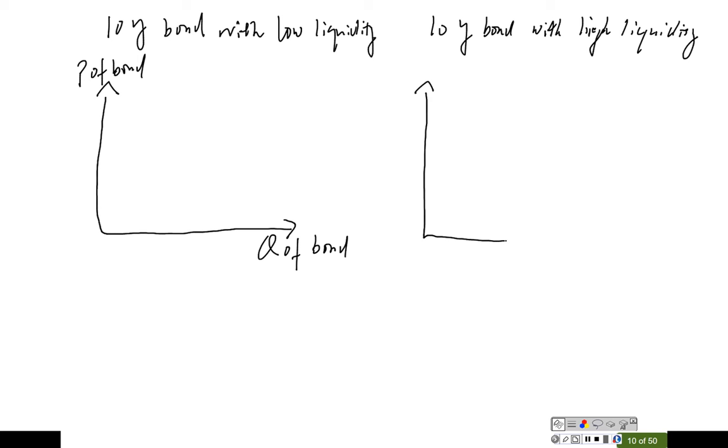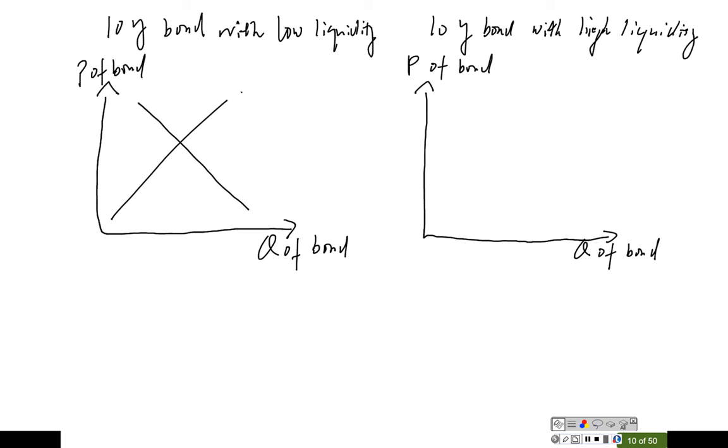I believe you will be very familiar with this model. After you show the price of the bond and the quantity of the bond, then you can draw the supply and the demand curve. That's the initial price for the bond with a low liquidity. Initial quantity. I use the L here to mean low.